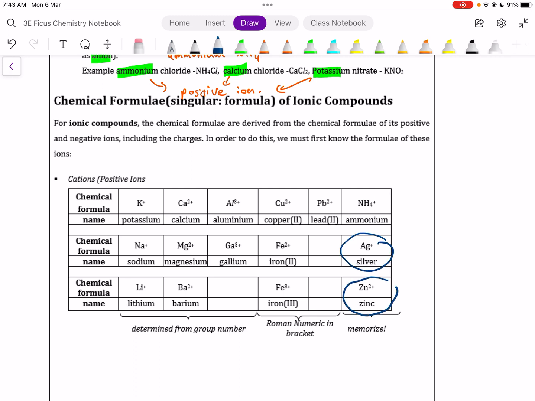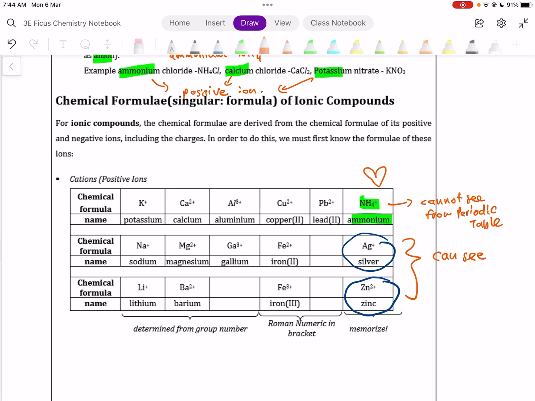Some of the key ones to take note of are, for example, your silver as well as your zinc. And then you have this one, which is very important. I put a heart shape, meaning very important, you need to learn it by heart. Ammonium is the polyatomic positive ion, so this one you cannot see from the periodic table. These two you can see if you know.